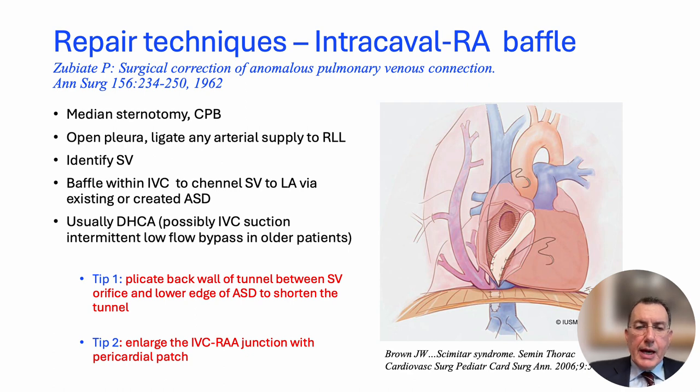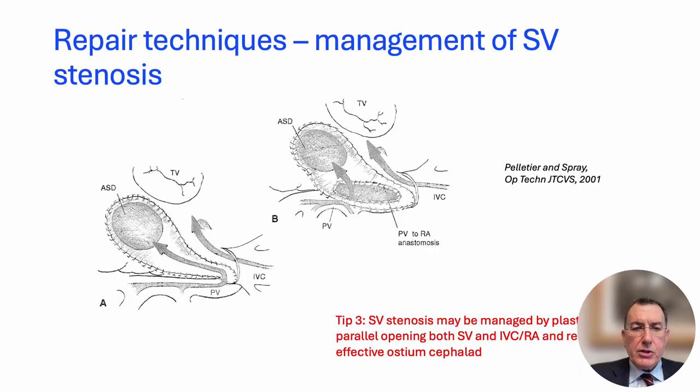The first is to excise the entire floor of the fossa ovalis and to plicate the back wall of the tunnel between the scimitar vein orifice and the lower edge of the ASD in order to shorten the tunnel as much as possible. Second, to enlarge the IVC-RA junction with a pericardial patch.